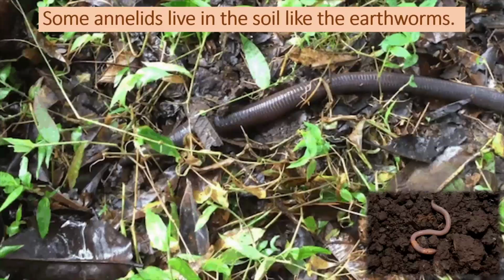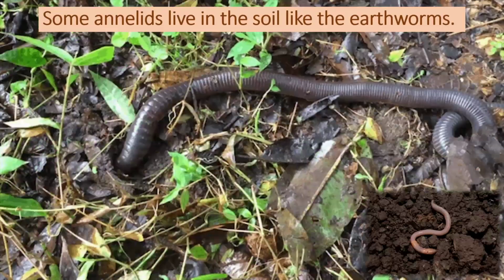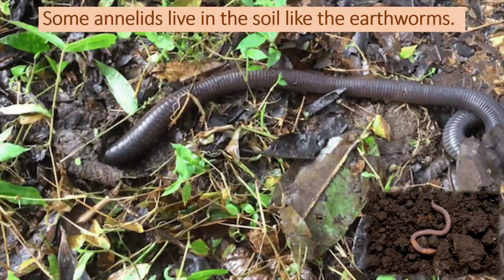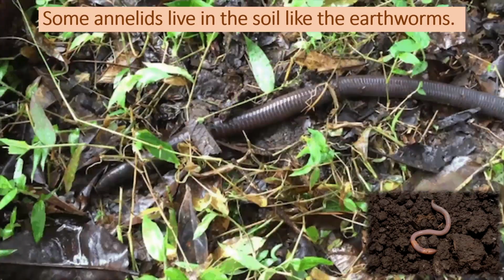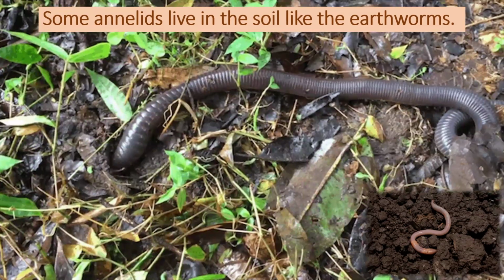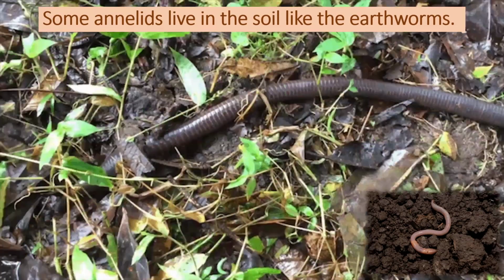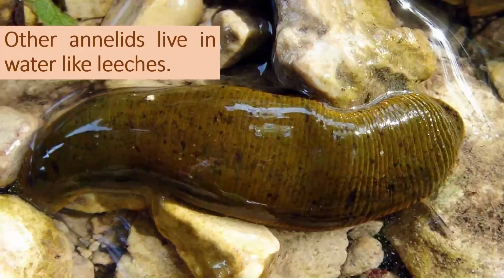Some annelids live in the soil, like the earthworms. So this earthworm lives in soil. Other annelids like the leech live in water. So some annelids live in water like the leech.